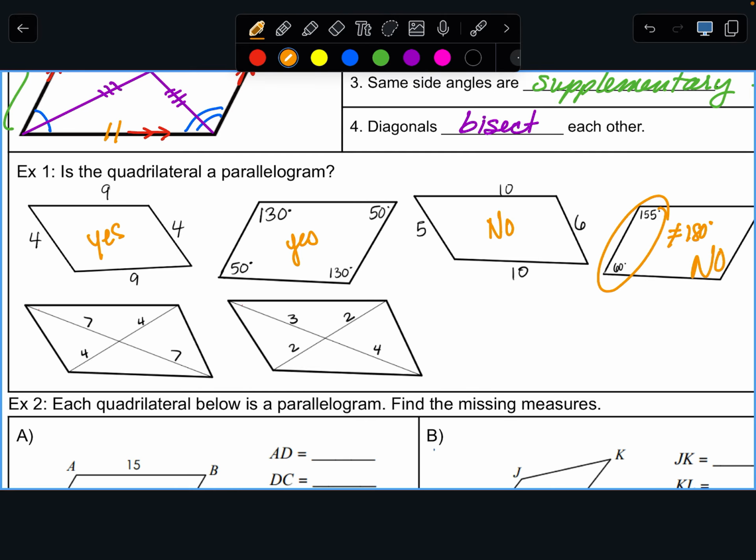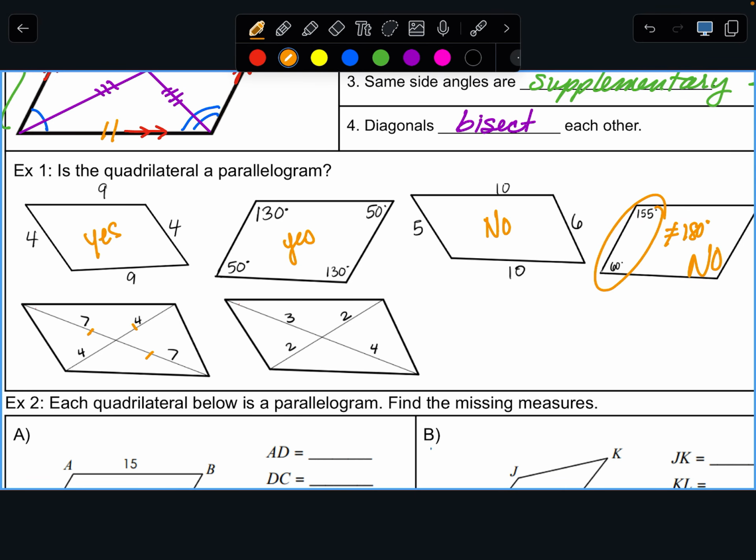When you look at the first one on the second row, the only information I have are the diagonals. But you'll notice that this is 7 and this is both 4. So this is a yes because the diagonals have been bisected. They've been cut into 2 equal pieces. But by the same token, when we look at the second one, these are the same. That's good. But 3 and 4 are not. So this is a no. Even though it kind of looks like it, because the numbers that we're given don't meet the properties, those are not parallelograms.